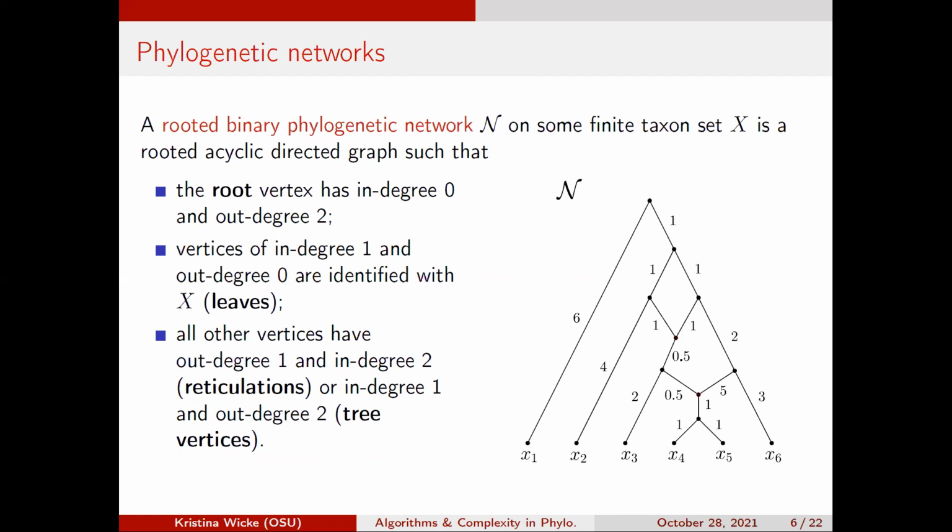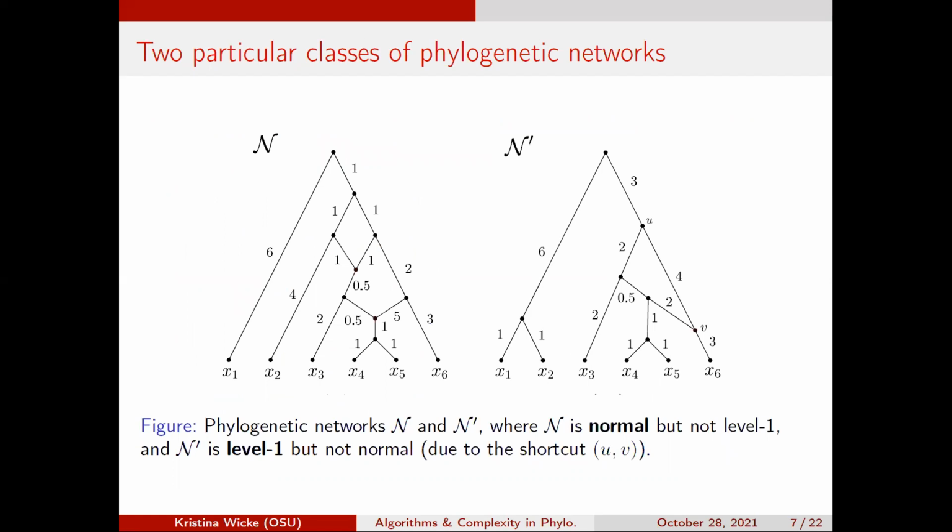Two particular classes of phylogenetic networks that will play a role in the following are normal networks and level 1 networks. So first of all, what is a normal network? Well, this network N here is normal. In a normal network, we have different restrictions. First, we cannot have stacked reticulations, which means we cannot have two reticulations where one is a parent of the other. We also cannot have sibling reticulations, so we cannot have a pair of reticulations with a common parent. Those two conditions also define a very well-known class of tree-child networks.